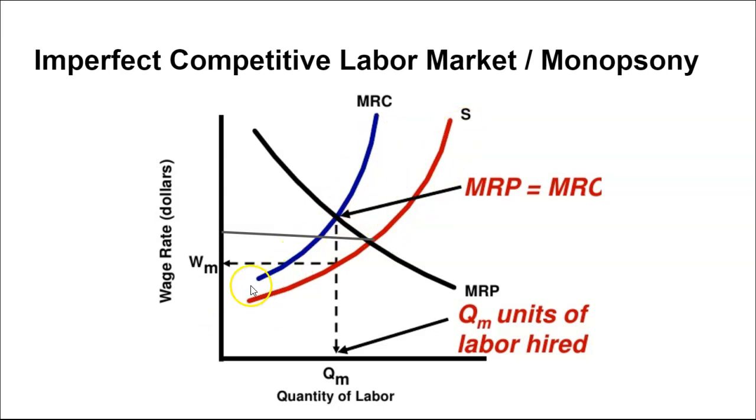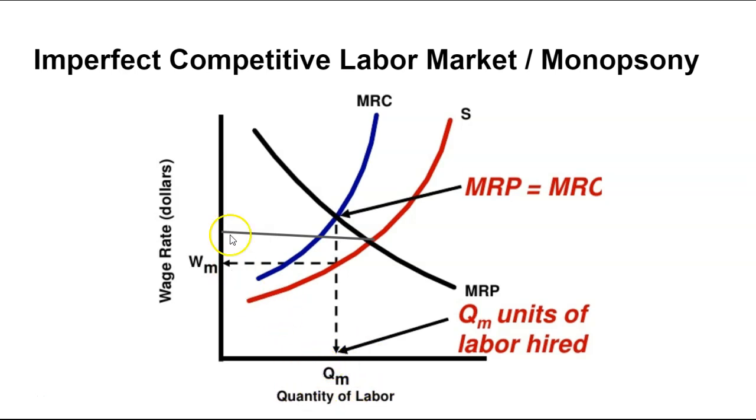So that means the MRC, marginal resource cost, is going to be that much higher. It's going to be above the supply curve. So I'm still going to hire where MRP equals MRC. So it goes straight down here. Okay. And then I'm going to hire the QM level of people.